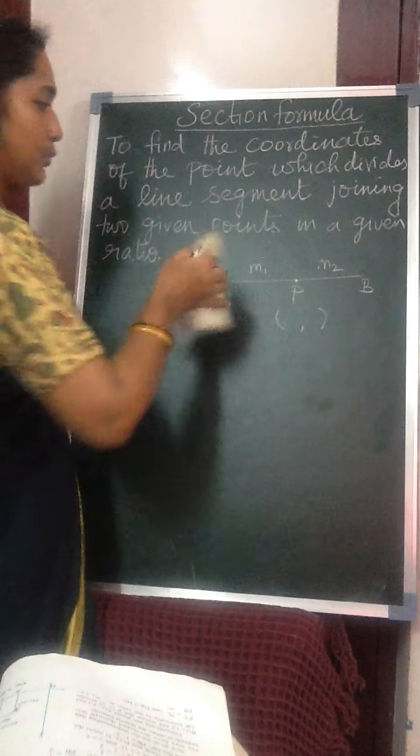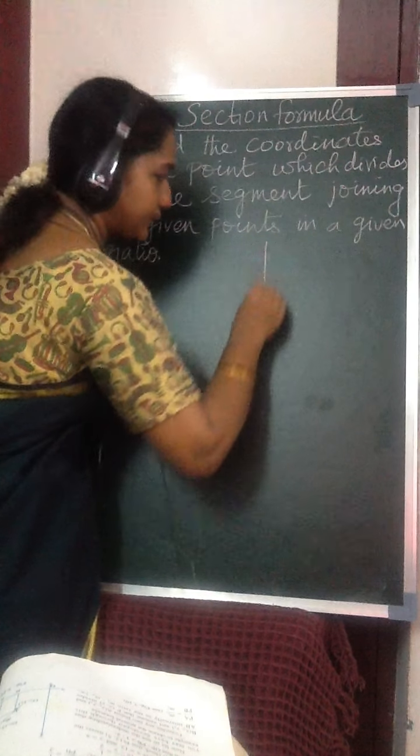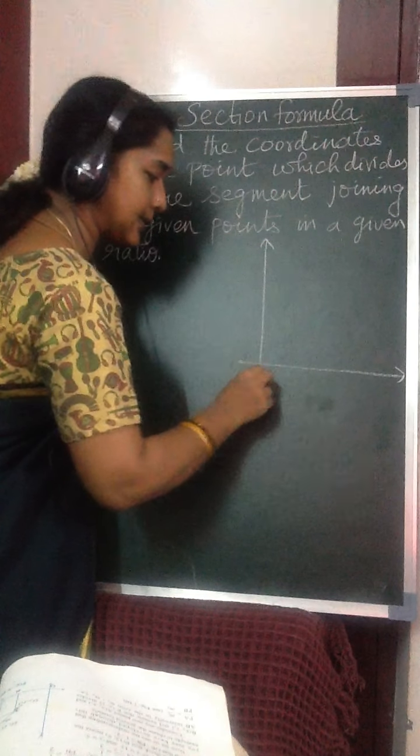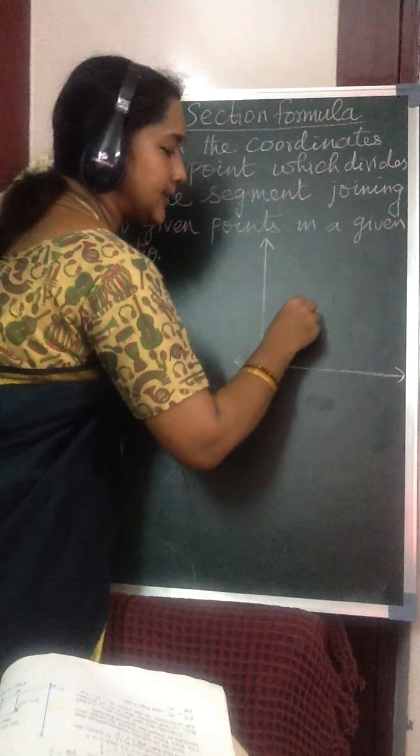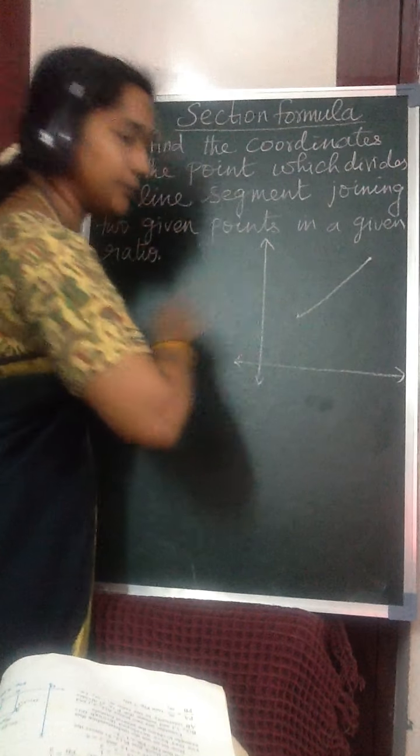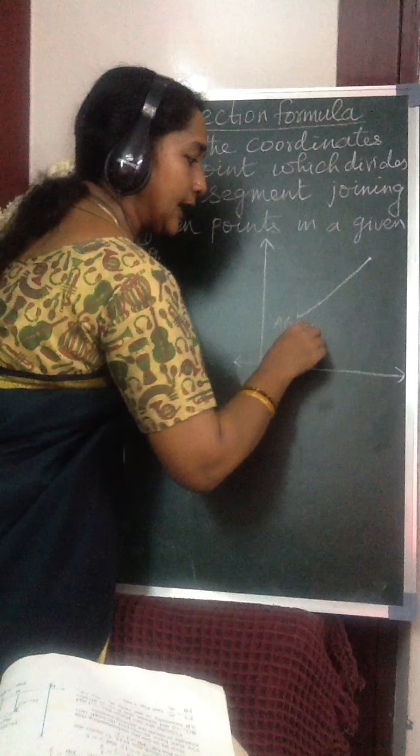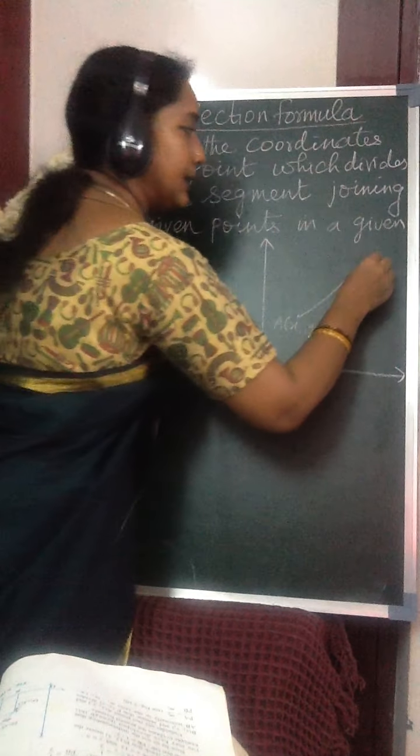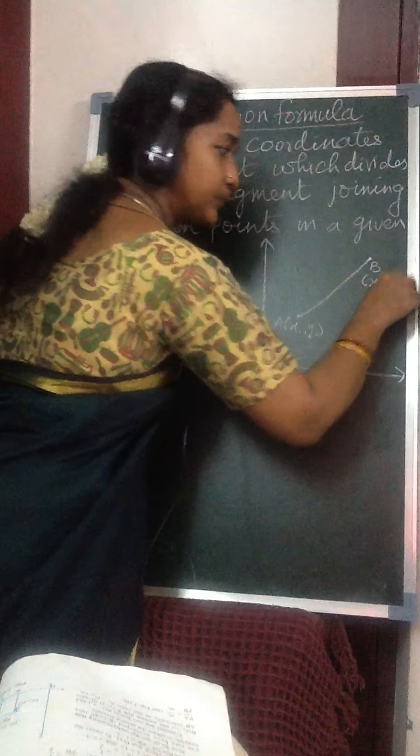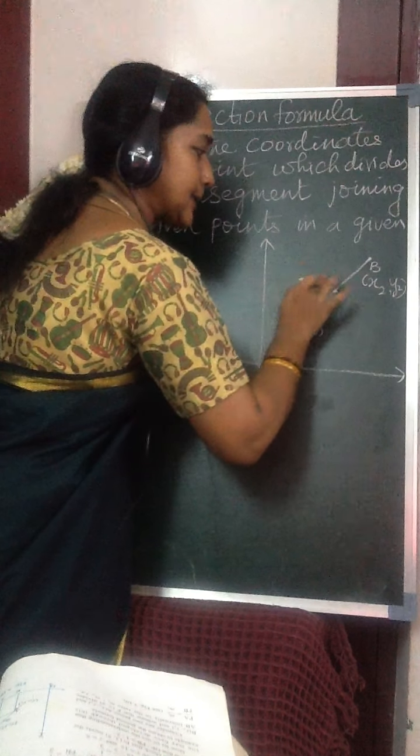Now, you take x-axis and y-axis. In this you have points, that AB I am drawing here. A you take as x1 and y1, then B point is x2 comma y2. Then a point P is there, that is x comma y.